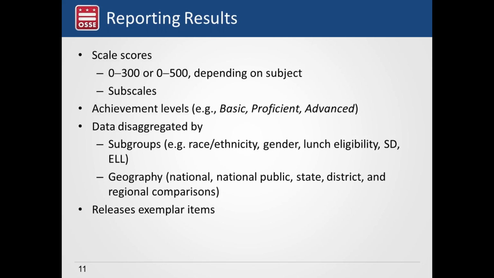The scale scores for math and reading range from 0 to 500. And there are 3 achievement levels: basic, proficient, and advanced. NAEP also releases sample items per subject and grade.